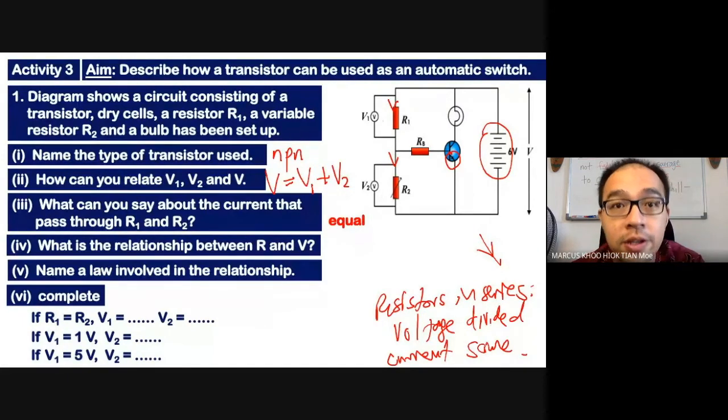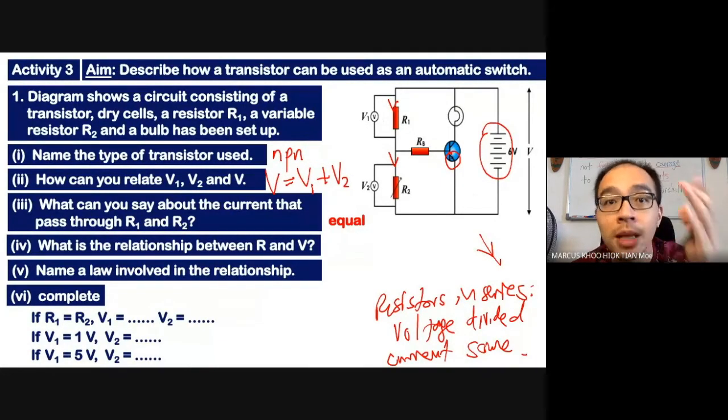The bigger your resistance, the bigger the voltage, because you need more energy to go past the resistor. Kalau kamu ada penghalang yang sangat besar, kamu memerlukan lebih banyak tenaga untuk melepasinya. So obviously you need a bigger voltage. But whatever it is, the voltage over here plus the voltage over here will equal this big voltage. This is a very, very important relation.